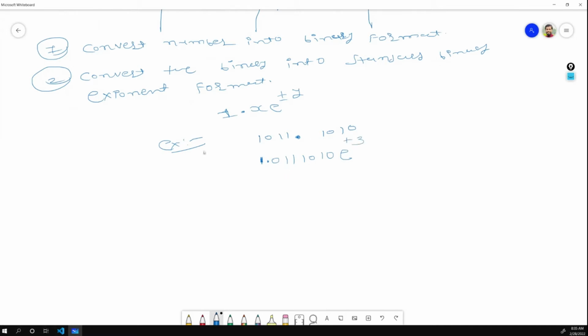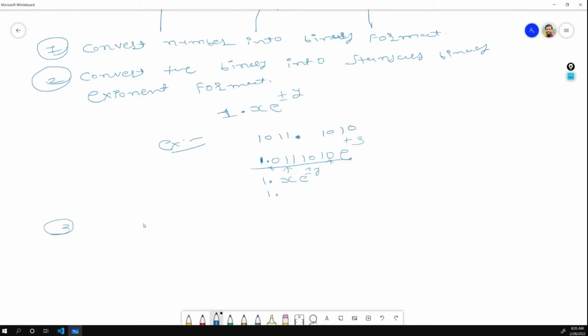Suppose it's shifted to the left side, then it's minus; if it's shifted to the right side, that means plus. So this is my standard binary, 1 point x e raised to plus or minus y. Here my x is 0111010, and y is plus 3. So this is my second step: convert the binary into standard binary exponent format, 1 point x e raised to plus or minus y.